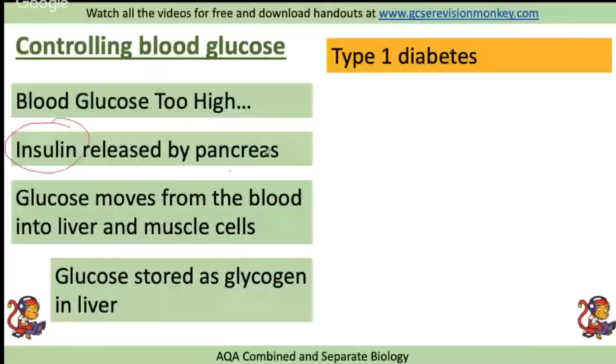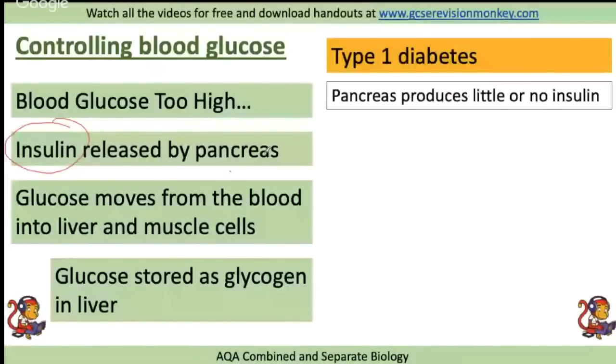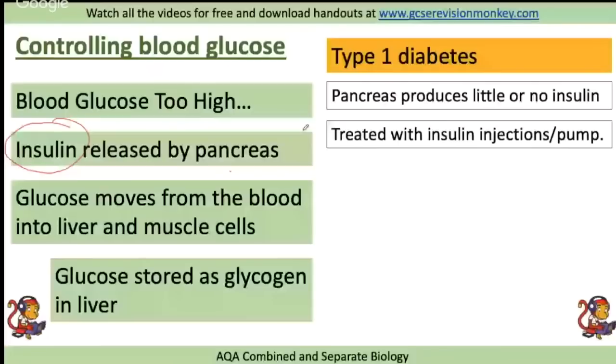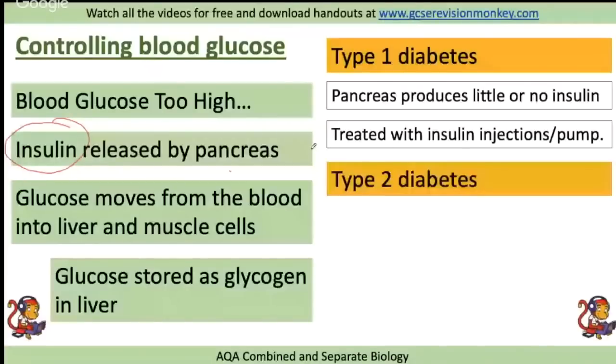So with type 1 diabetes, that's the one that you inherit. The pancreas produces little or no insulin. So you may well have type 1 diabetes yourself, or know the people that are affected by type 1 diabetes. And you may well know that the treatment for that is with insulin injections or an insulin pump. So they can't produce it, so they need to inject that into their bodies to stop their blood glucose levels getting dangerously high.